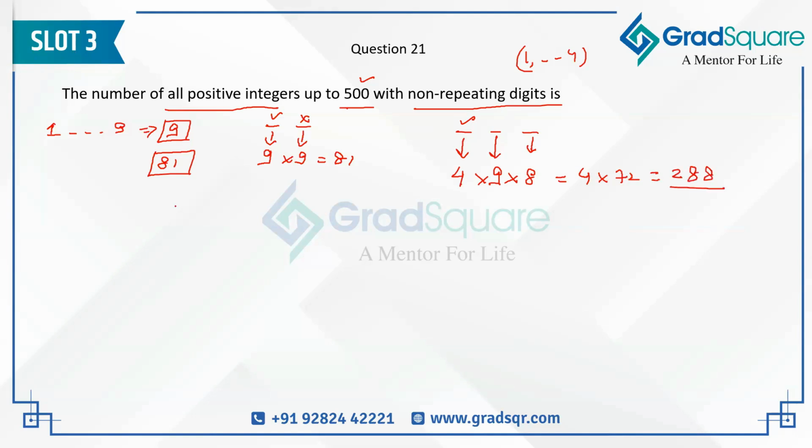So you are looking at 288 plus 81 plus 9, which is going to be what? 90 over here. 288 plus 90 is what you are looking at, which is 378 as the answer for this question.